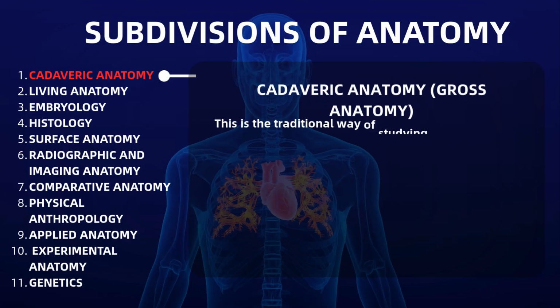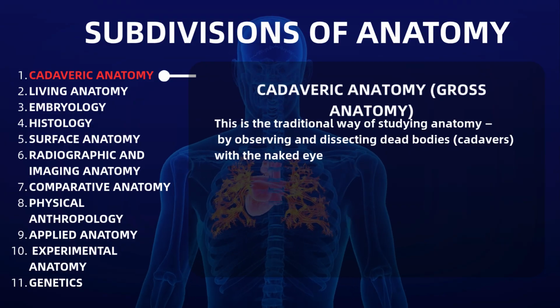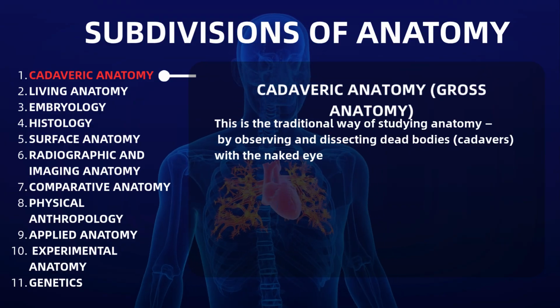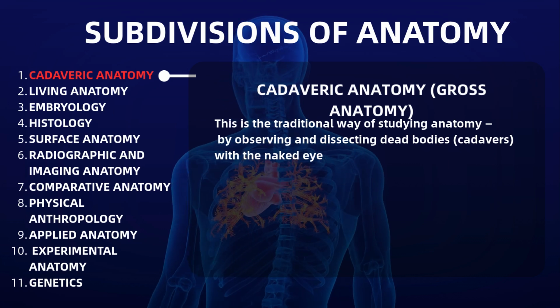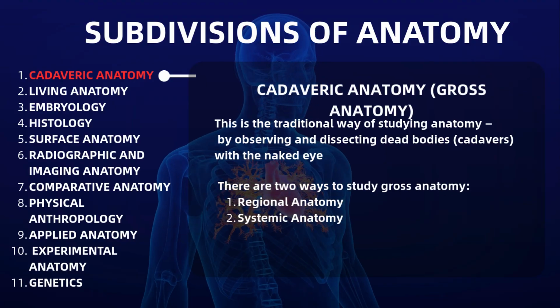This is the traditional way of studying anatomy by observing and dissecting dead and preserved bodies, also called cadavers, with the naked eye. It's called gross anatomy because we see large visible structures, not under a microscope. There are two ways to study gross anatomy, regional anatomy and systemic anatomy.